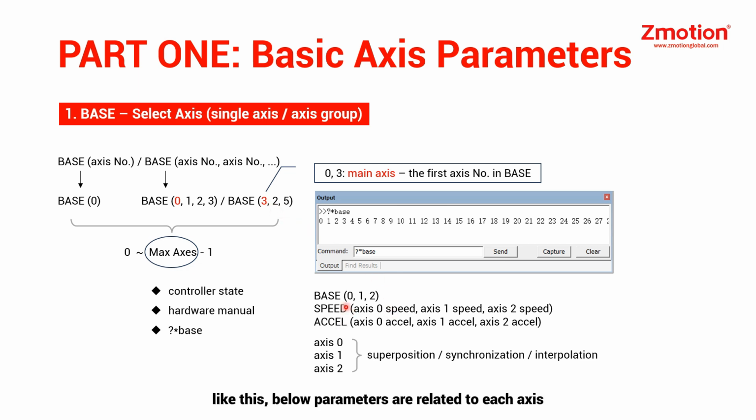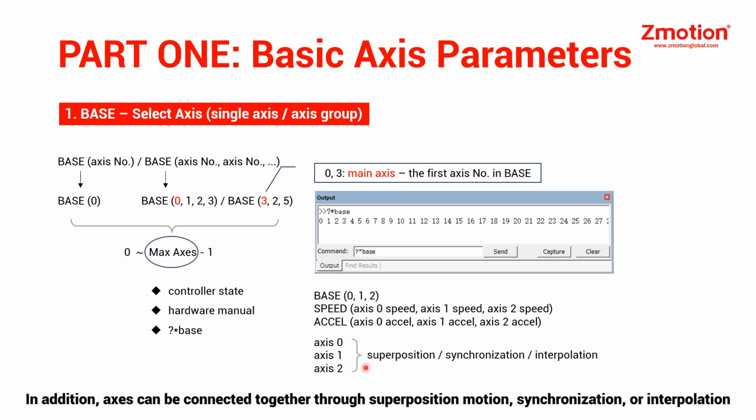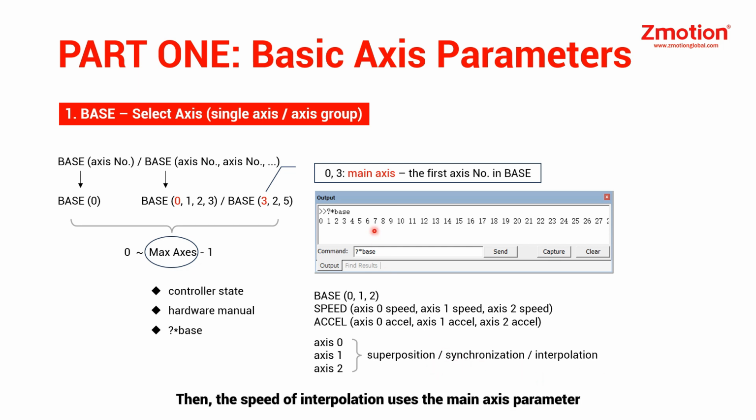Like this, the below parameters are related to each axis. Each axis has its specified speed and acceleration. In addition, axes can be connected together through superposition motion, synchronization, or interpolation. Then, the speed of interpolation uses the main axis parameter, namely the first axis of base.